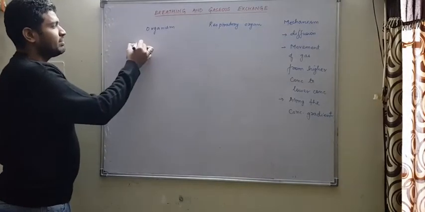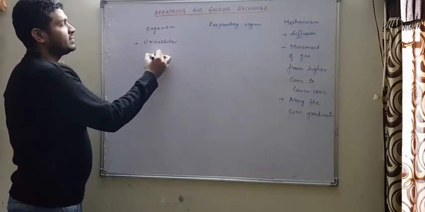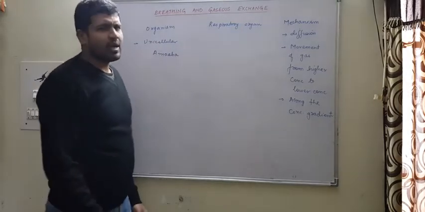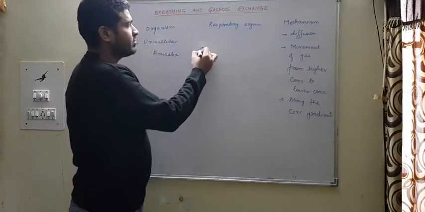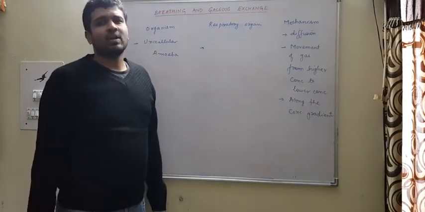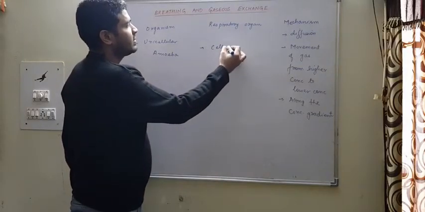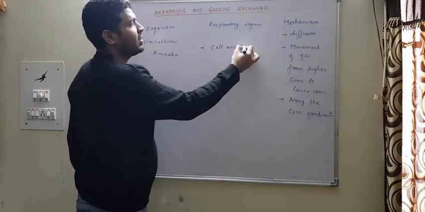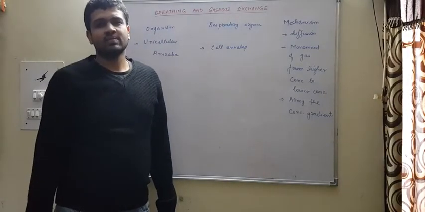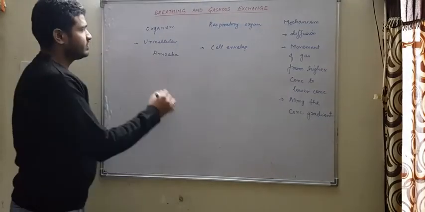Let us take an example of a unicellular organism. Suppose amoeba. What will be the respiratory organ for amoeba? Its thinnest part exposed to the surrounding area, that is its cell envelope. That is its cell membrane.